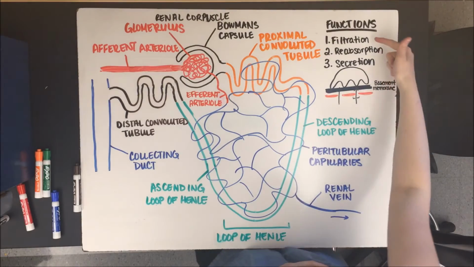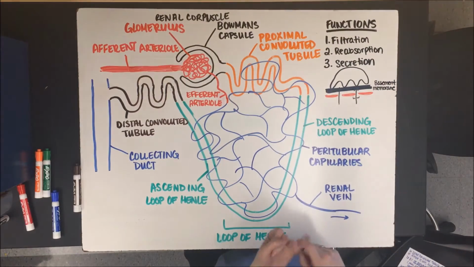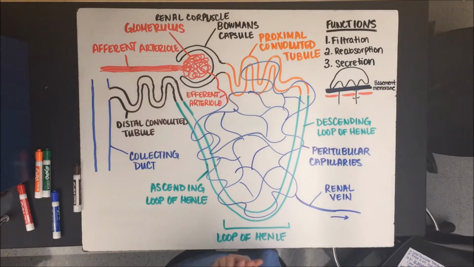So we already talked about the first function, which is filtration. Now we're going to talk about reabsorption. So the proximal convoluted tubule is structured in a multitude of ways that help reabsorption happen. First of all, the tissue type is simple cuboidal, which means that it's very thin.